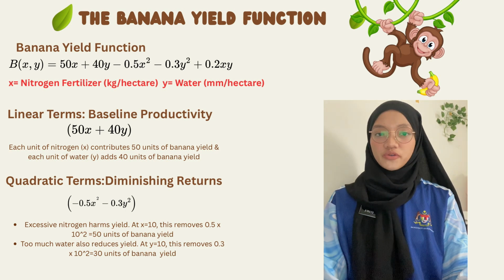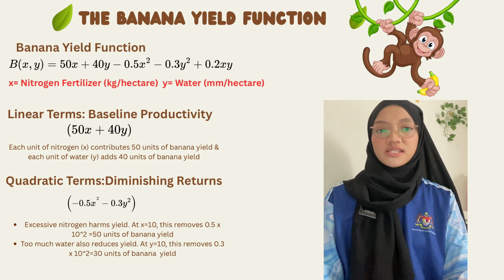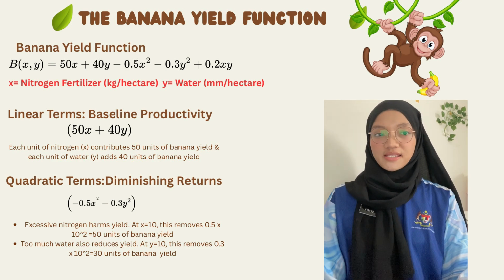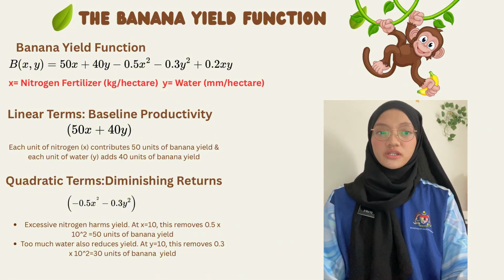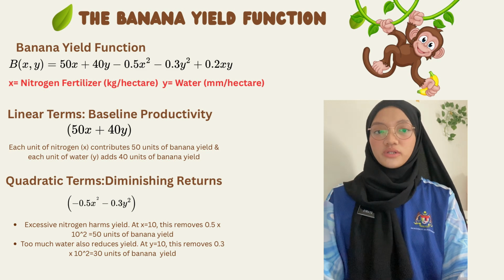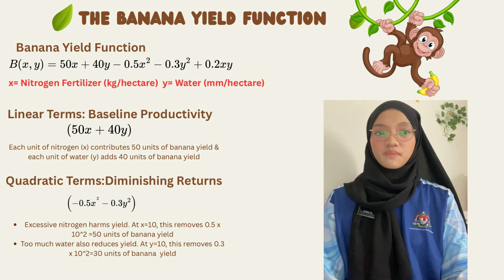The function has three key components that each tell an important story. First, in the linear term, 50x plus 40y represents the baseline productivity. Here, we can see that each kilogram of nitrogen will contribute 50 yield units and each millimeter of water will add 40 yield units. This is the positive and proportional relationship that we expect.